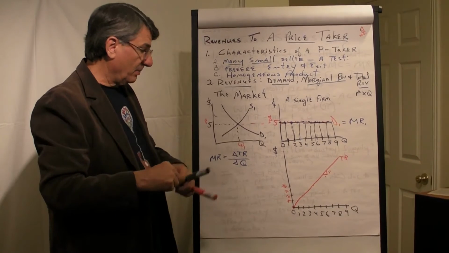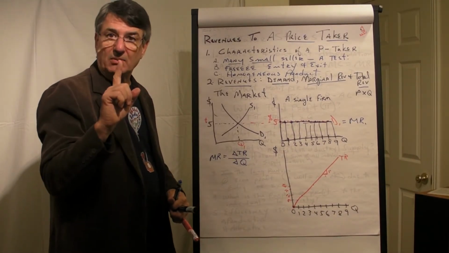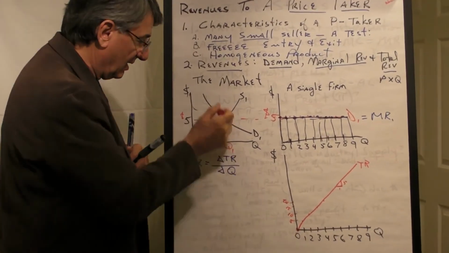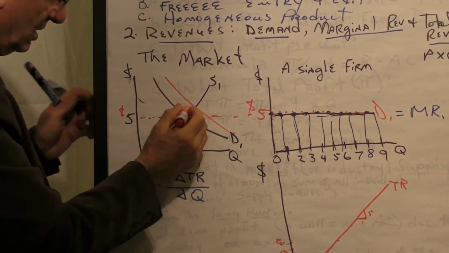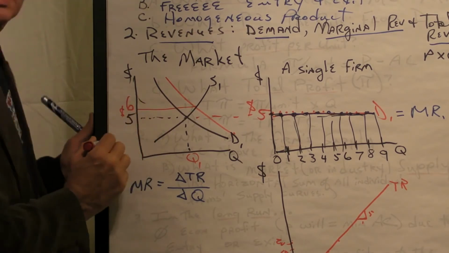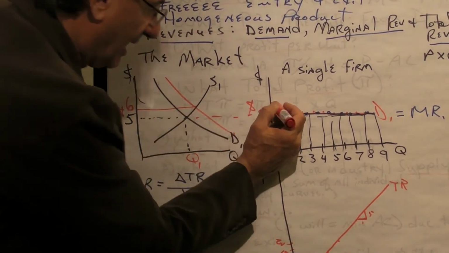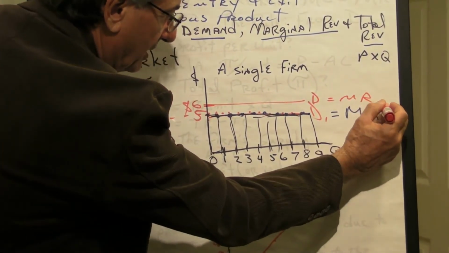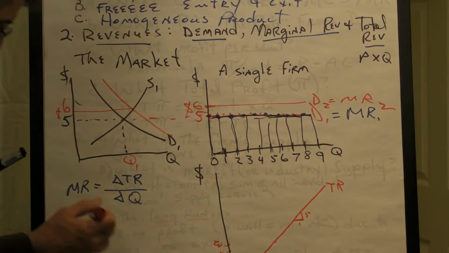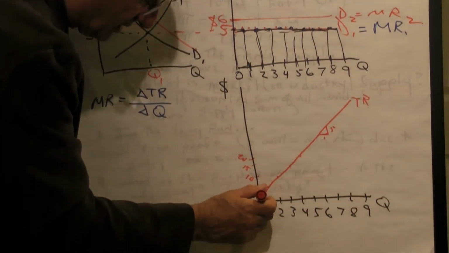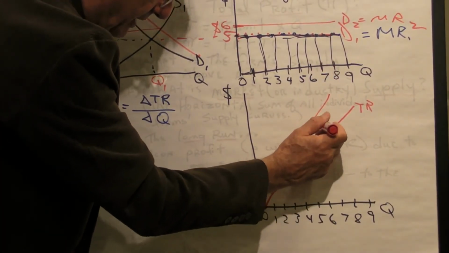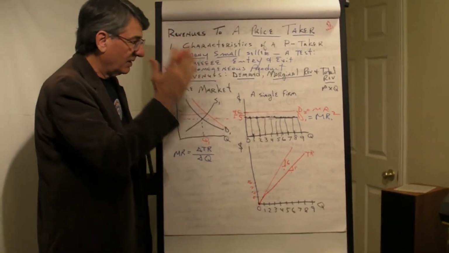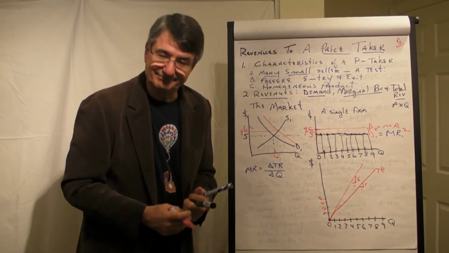Now, one last little bit, and that is, in the market, this price changes every day according to supply and demand changes. So what if the price goes to $6? Well, if the price is $6, this now becomes the new demand and marginal revenue curve to this firm. And what about the total revenue? It starts at 0, but now has a slope of $6 instead of 5. So that's demand, marginal revenue, and total revenue to a price taker.